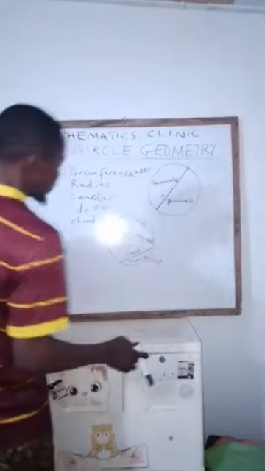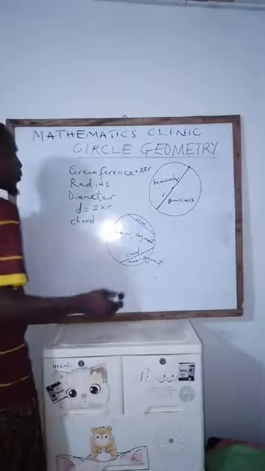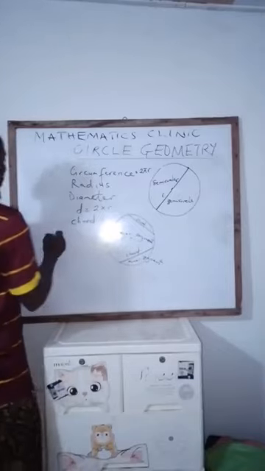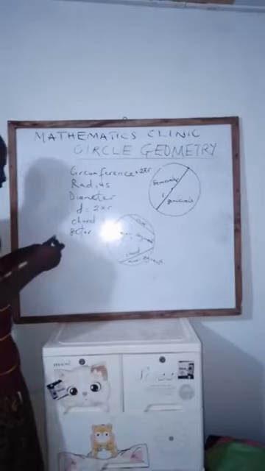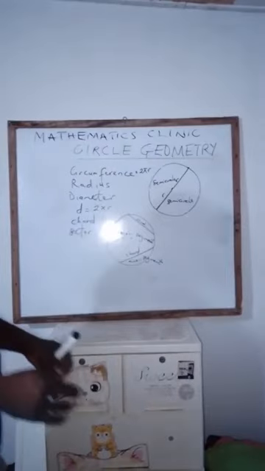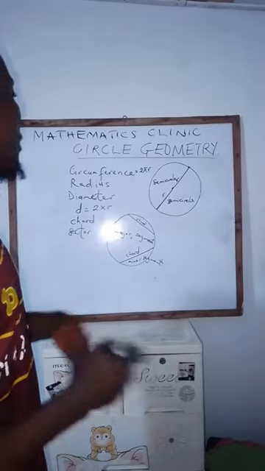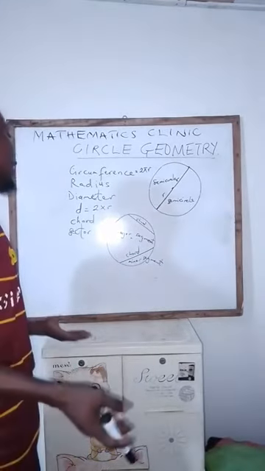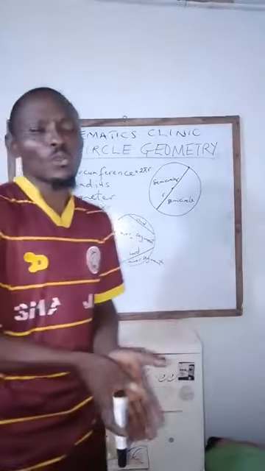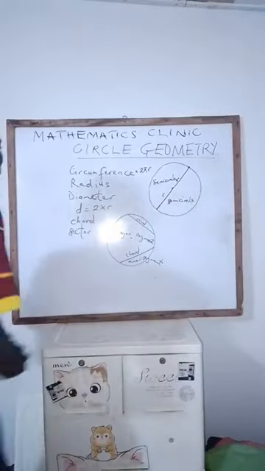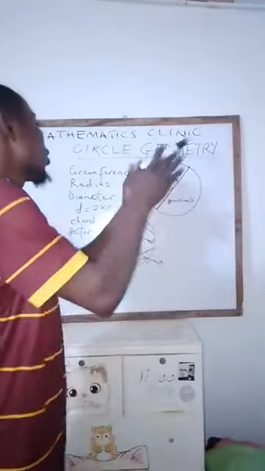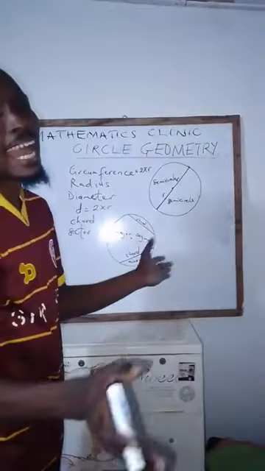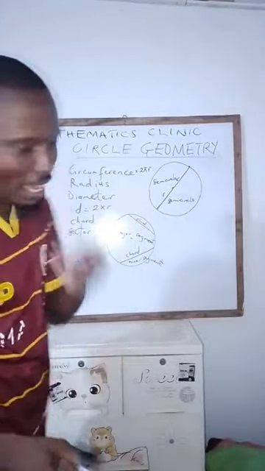Moving on. The next property to look at is sector. What is a sector? A sector of a circle is any portion of a circle enclosed by two radii and an arc.